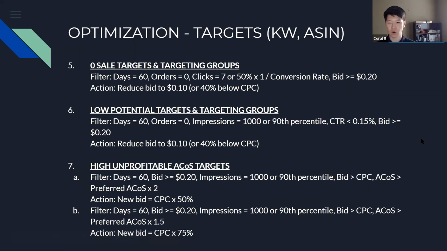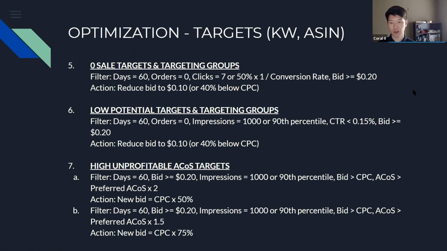Okay, so a similar thought process applies with targets. These are keywords and ASINs. Previously we were talking about search terms. Search terms are what customers search with, right? Search terms are not what you add to your campaigns. What you add to your campaigns are actually keywords. And you're also adding product targets in the form of ASINs, okay?